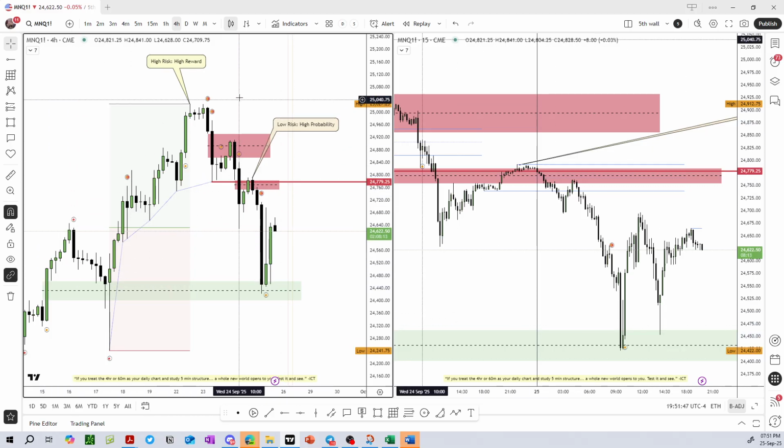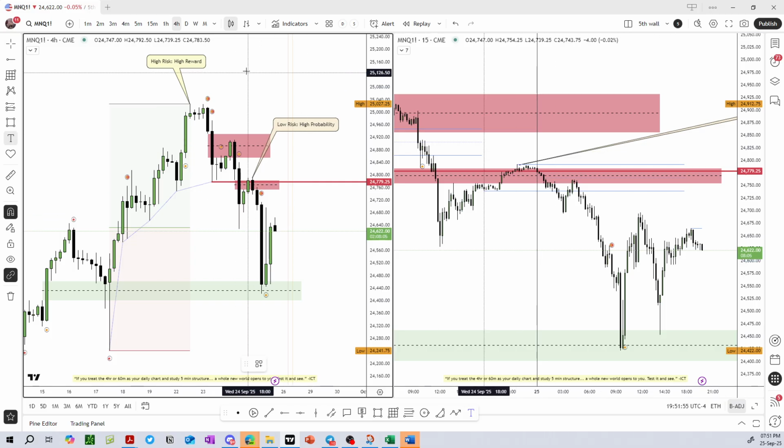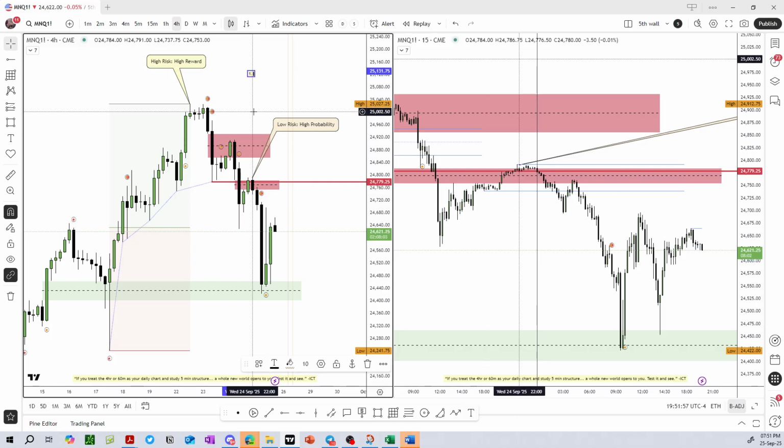There's your opportunity, right? So narrative. What is the market telling you? What is the market telling you? The narrative is always where is price coming from? Where is it going? Reality.